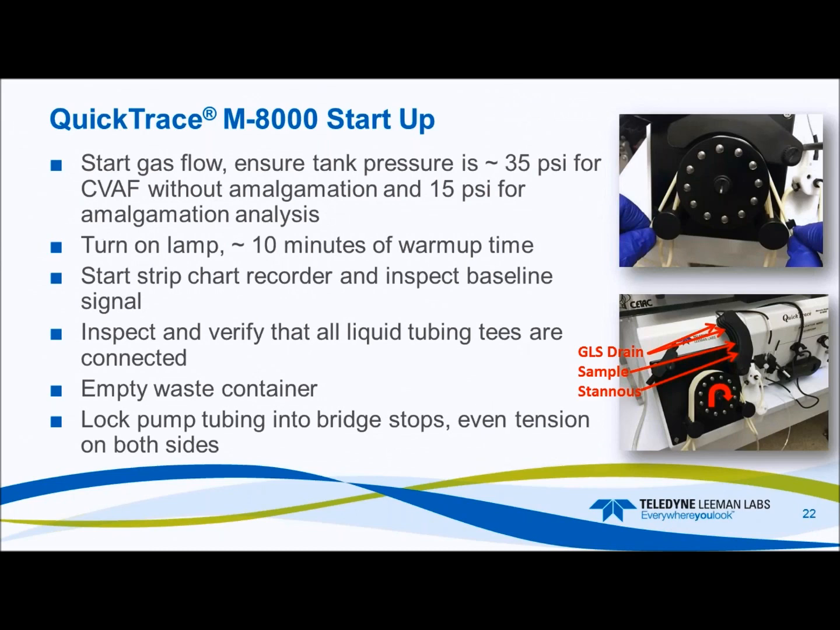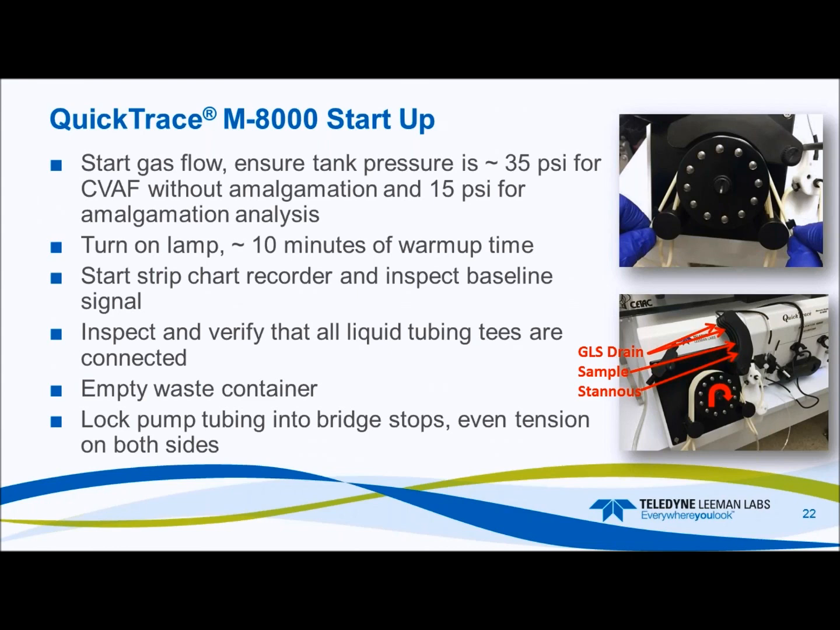So then you'd want to start the gas flow. Ensure your tank pressure is at 35 psi for straight atomic fluorescence, or 15 psi for amalgamation. Since we have a valve-based system, we work with pressure, and we have flow restrictors within that valve-based system that change the flows throughout the system based on the choices you make within the method editor from high to low gas flow. And then it's also based on the pressure input side. So then you turn the lamp on, about 10 minutes warm up, that's all you need.